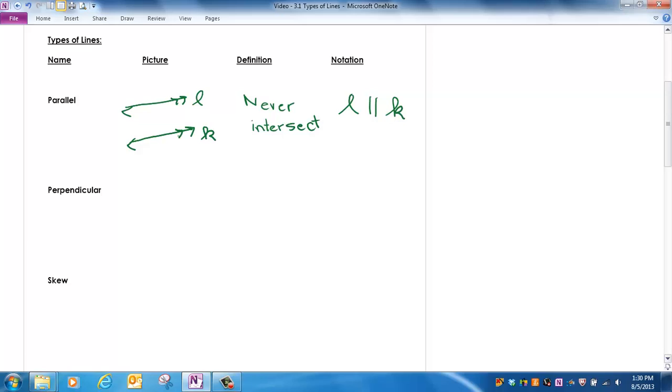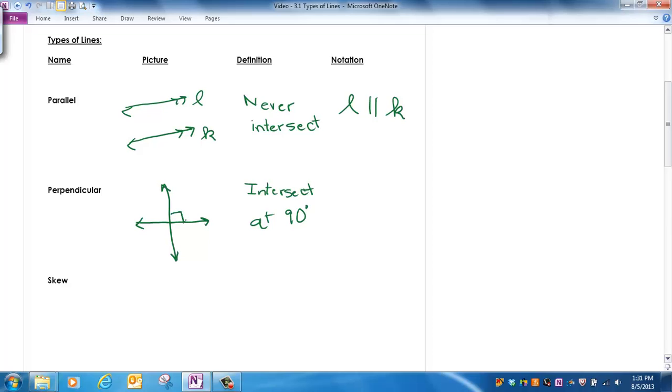Our next kind is called perpendicular. Again, I think you've probably heard of perpendicular. Perpendicular lines are when two lines intersect at a very special kind of angle. That would be 90 degrees, also known as a right angle. So they intersect at 90 degrees. In our picture, you've maybe seen this will show up like a little half of a square.